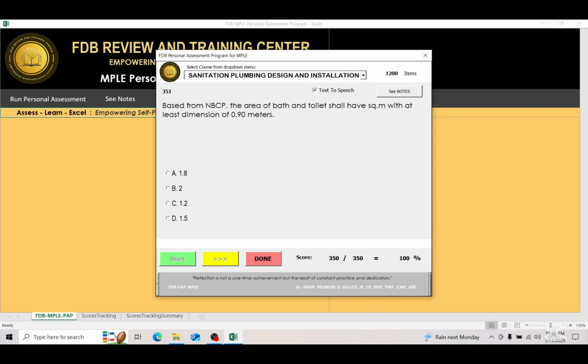Based from NBCP, the area of bath and toilet shall have square M with at least dimension of 0.90 meters. A 1.8. B 2. C 1.2. D 1.5. Please pick your choice. Option C is your choice, and it's the correct answer. Well done.